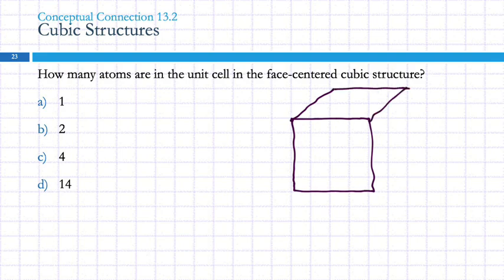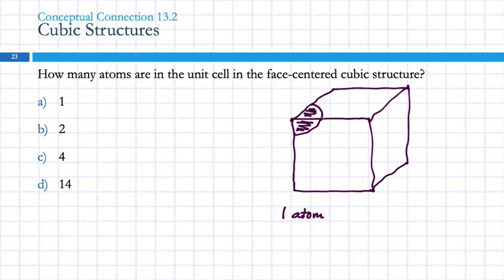So all of these have an atom in the corner, right? Those purple atoms, there's an eighth of an atom at each corner. So those add up to what? One atom. So one atom from that.